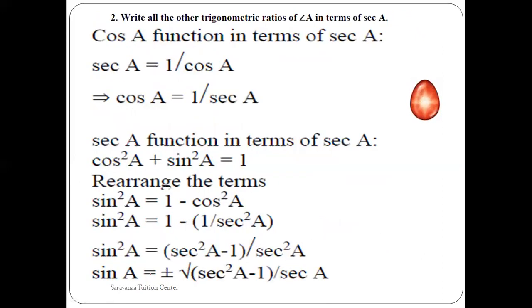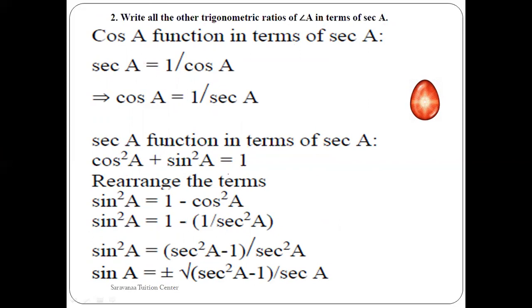Moving on to the next question. Write all the other trigonometric ratios of angle A in terms of secant A. So, cos A function in terms of secant A. Secant A equals 1 by cos A, right? Secant A is the reciprocal of cos A. Cos A is the reciprocal of secant A.